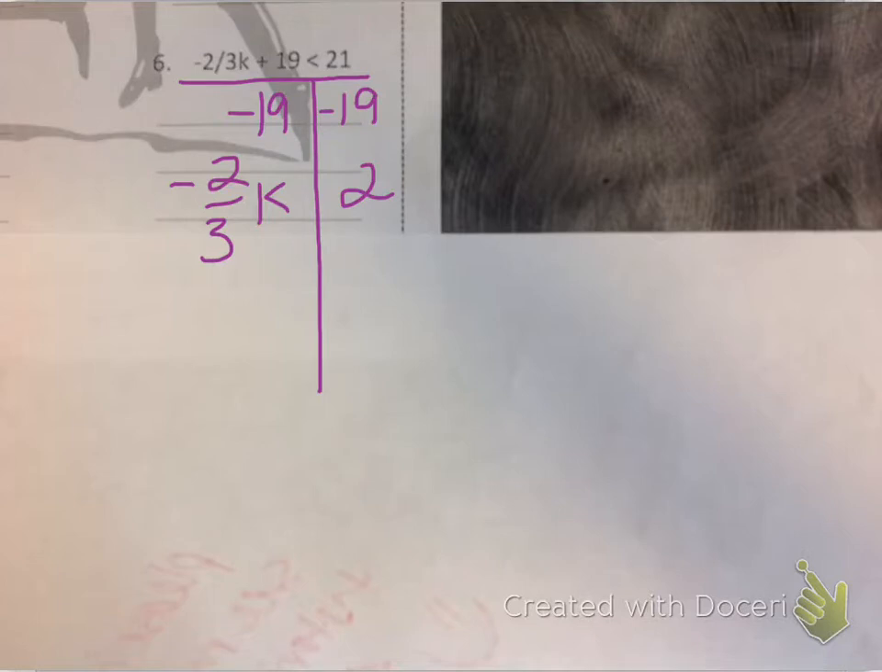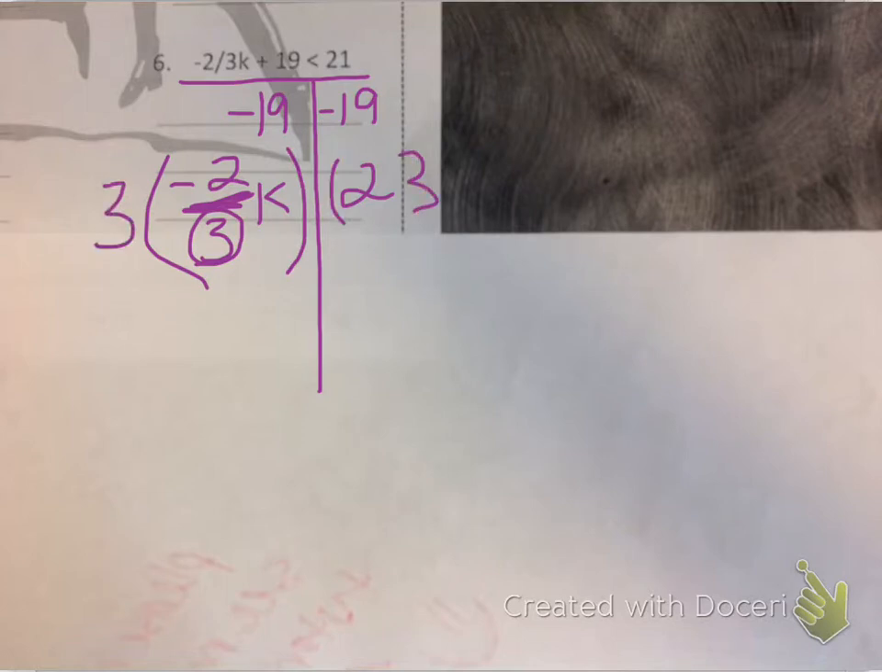Okay. Next thing we need to do is get rid of this 3 that's here in the denominator. So this line right here means dividing by 3. So we're going to take the whole thing and do the opposite. Multiply by 3. So 3 divided by 3 is 1. We have negative 2k, negative 2k left. And on this side, we have 2 times 3, which is 6.